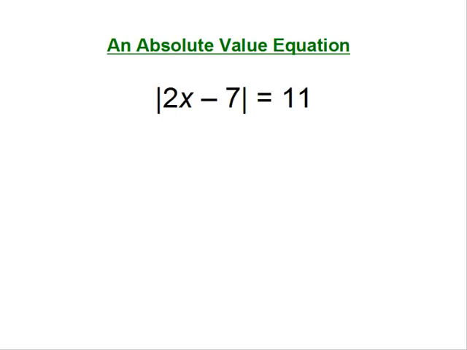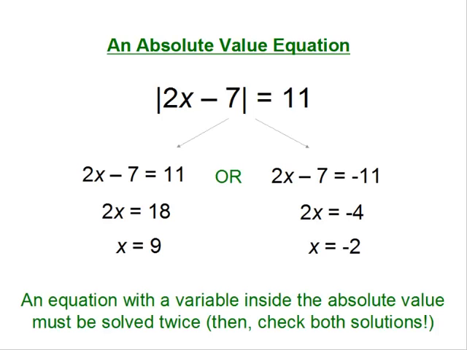So within every absolute value equation, there's really 2 equations, and you should write these down on your paper separately. Set the stuff inside the bars equal to 11 and set it equal to negative 11. Solve those separately and see what you get. And then check both solutions.